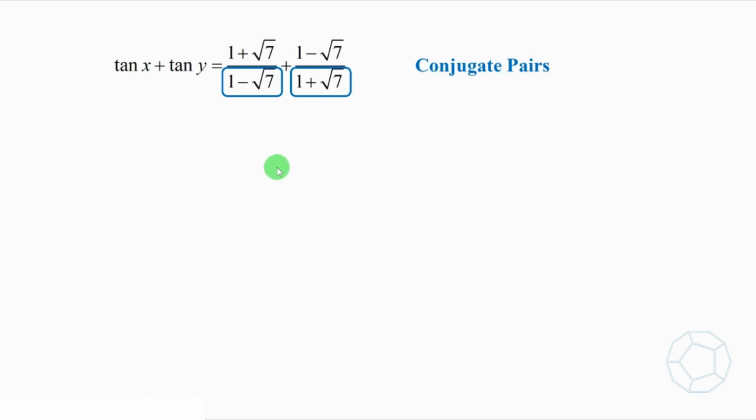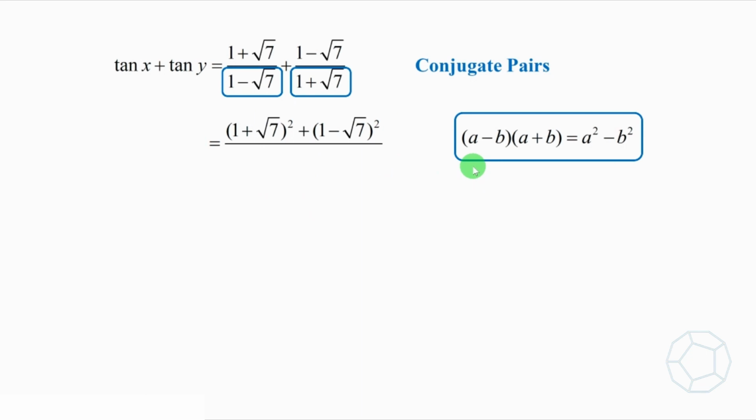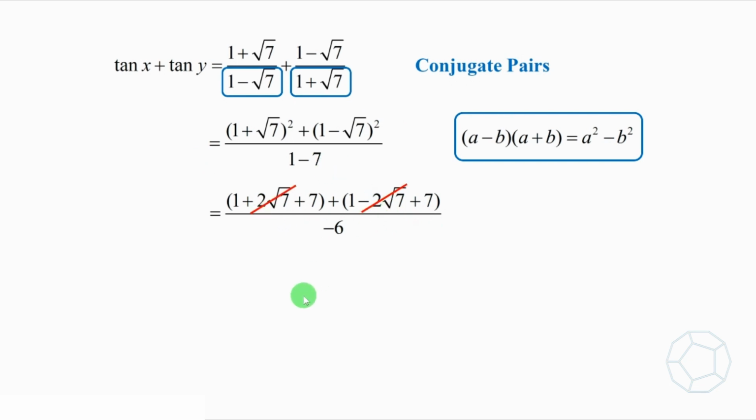Let's check it out. Combine the two fractions, and we'll have two perfect squares in the numerator: 1 plus square root of 7 whole square plus 1 minus square root of 7 whole square. For the denominator, it is of the form a minus b times a plus b, which is a squared minus b squared. The common denominator is 1 minus 7. So the expression is rationalized. Expand the two brackets by the identities again. Now, we can see that the two sides cancel out. So the answer is negative 16 over 6, which is equal to negative 8 over 3.